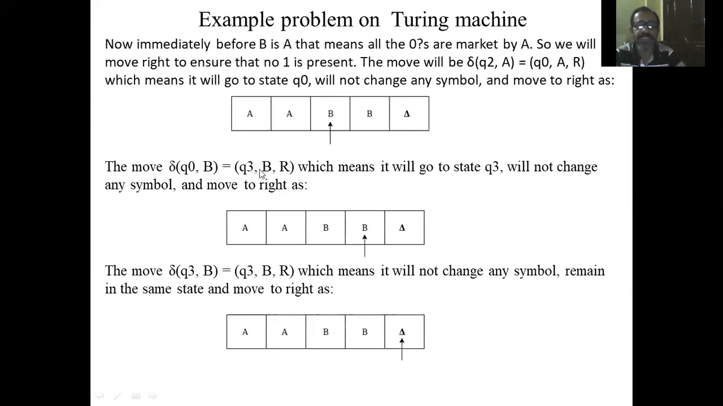Keep B as is. B coming immediately after A means all zeros have been replaced with capital A's. Then our target is to verify whether all ones have successfully been replaced with capital B or not. By using Q3, we can identify that. So Q3 on B is Q3, and we need to move right by one cell, and finally if we reach delta, then we say that the total input is exhausted.